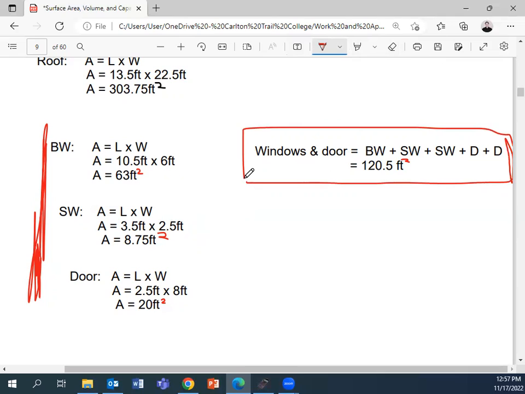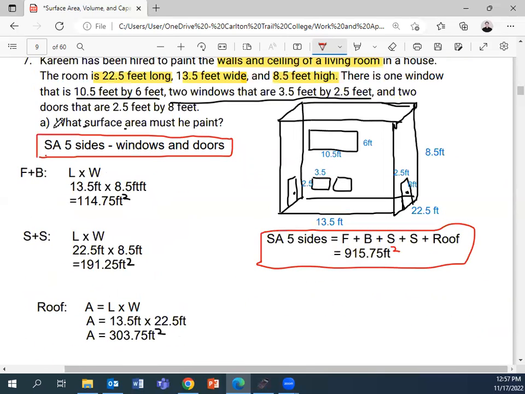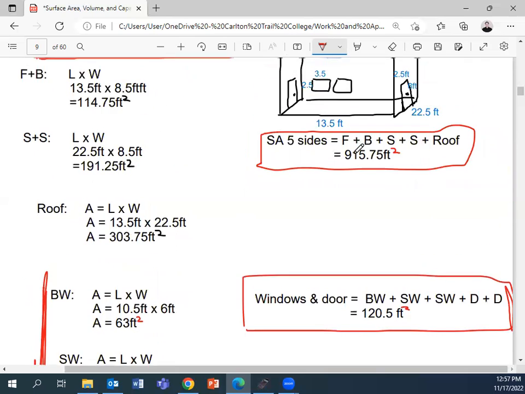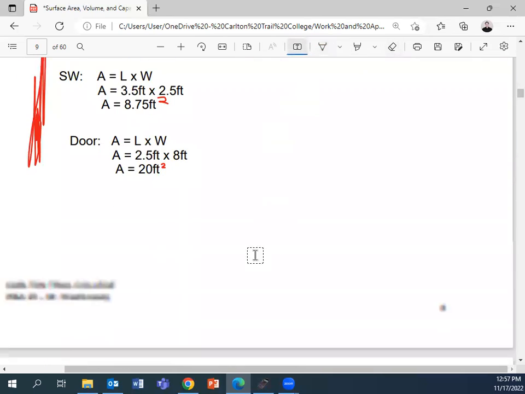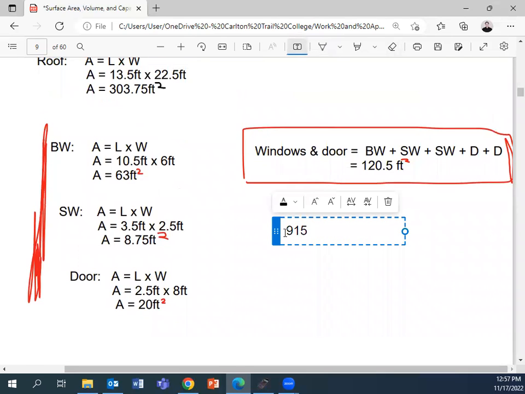That is noteworthy. What's my last step? Subtract what? What from what? Let's be specific now. You subtract 120.5 feet from 915.75. Yeah. So remember, my original equation was the five sides minus the windows and doors. The five sides are 915.75 feet squared. Subtract 120.5 feet squared. So what's that going to give me?